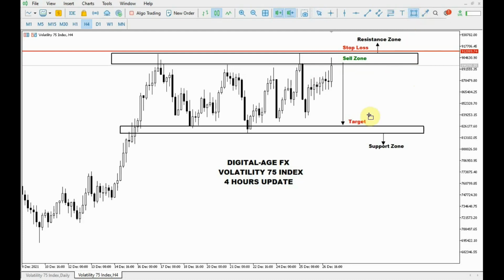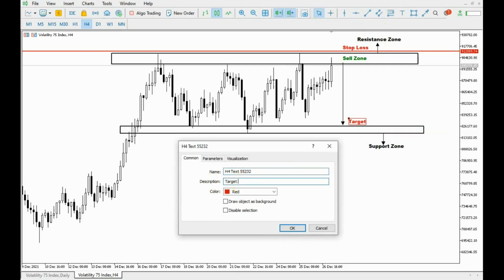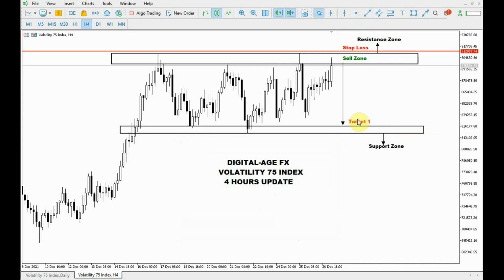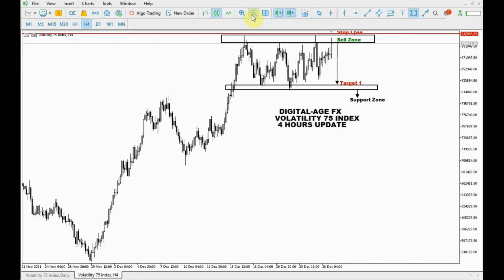So let me label this as our first target. So this is our first target on the market on the VIX 75 index, and we have another target. Let me just zoom out. So we have another target right here. This qualifies to be our second target because this is our support. This is a support zone. As you can see, this is a support zone.